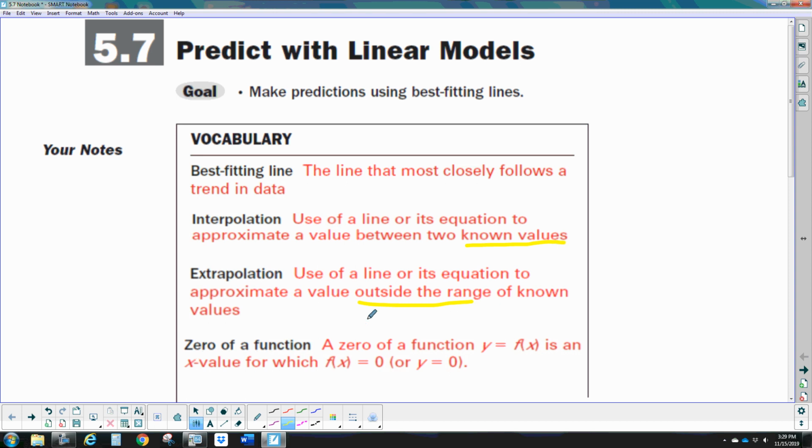And then lastly, zero of a function. So f of x equals y. We're looking at what y is when x is 0.